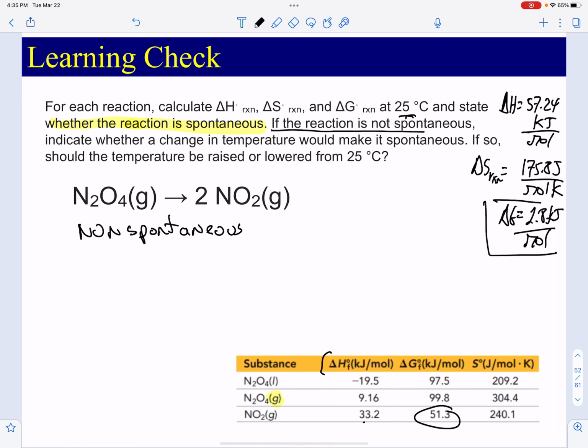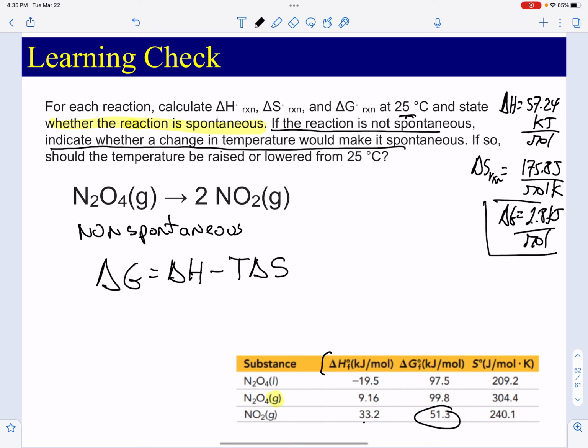If the reaction is non-spontaneous, like ours is, indicate whether a change in temperature will make it spontaneous. What does that mean? Well, how can we relate temperature to spontaneity? We can only relate it this way. Delta G equals delta H minus T delta S. So we know that is 2.8 at 25 degrees Celsius. If we change the temperature, we change the rate and all that kind of stuff, right? So if we change the temperature, can we make it spontaneous?